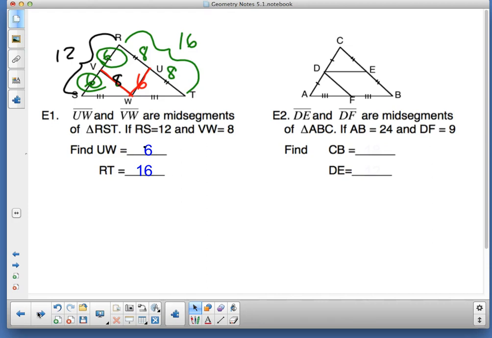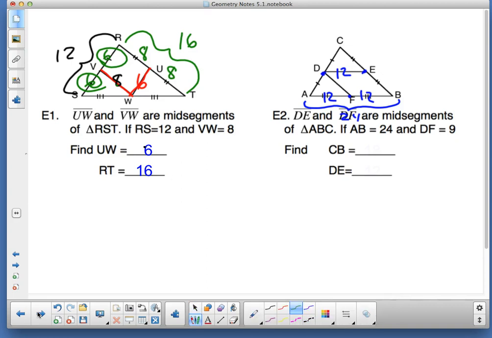So hopefully you're starting to see, I got DE and DF are mid-segments, so D's a midpoint, E's a midpoint, F's a midpoint. That's what they told me in that information. AB is 24, so this whole thing is 24. So that means this is 12, and more importantly, DE is 12, because it is the side parallel to AB, and half as big, because it's a mid-segment across from AB.